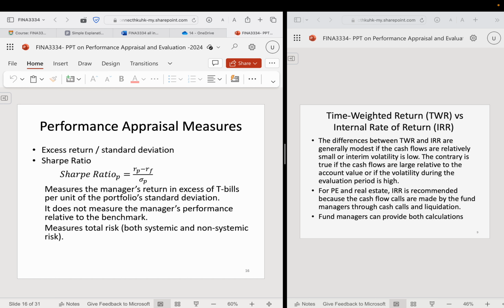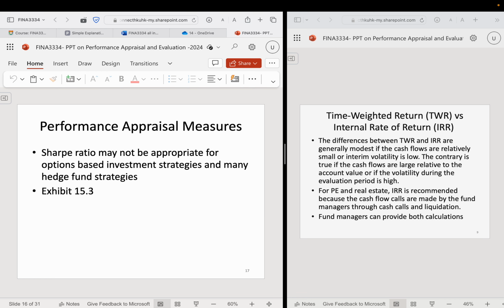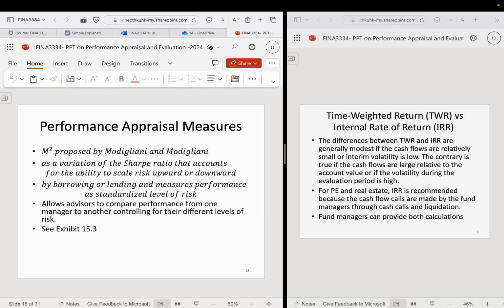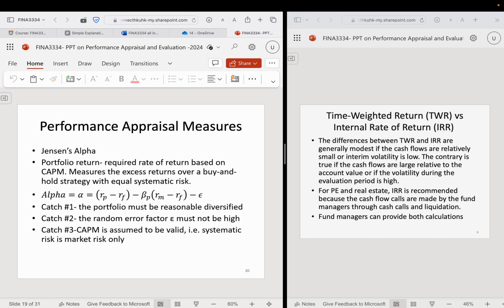So Sharpe ratio may not be appropriate for option-based investment, because it includes leverage and hedge funds. That's why it's not good to use. That's another ratio. I don't want to go through it here because it's not very commonly used. So you can go to the book when you have time.